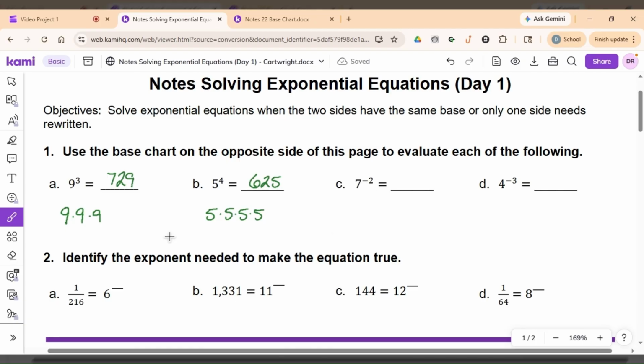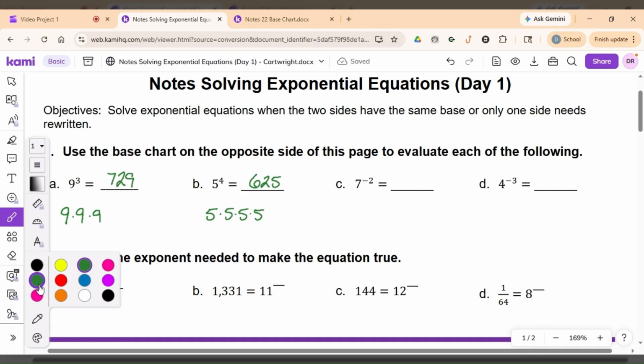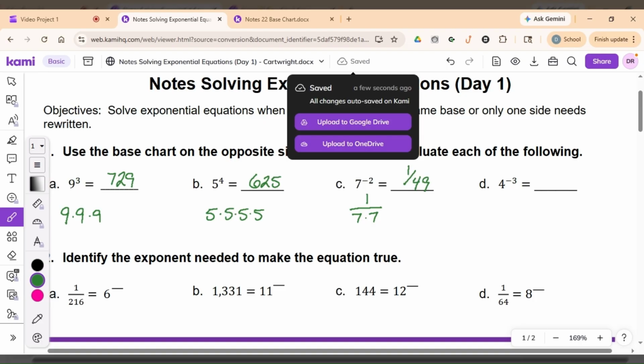We know that 7 to the second means 7 times 7. But 7 to the negative second is still 7 times 7. However, when you take that 7 times 7, a negative exponent means reciprocal, so it's going to put that multiplication underneath a fraction for you. So if you know that 7 times 7 is 49, we can see that this is going to end up being 1 over 49.